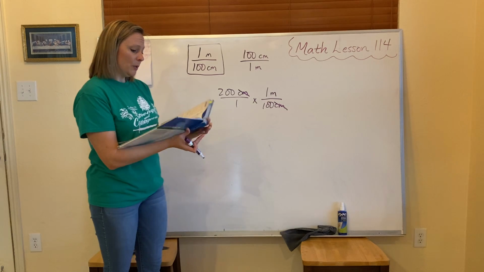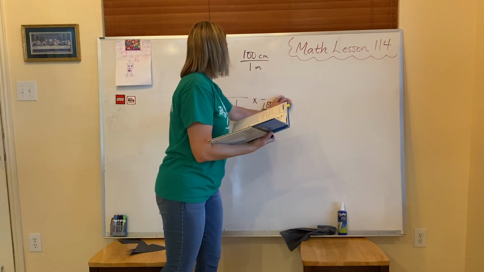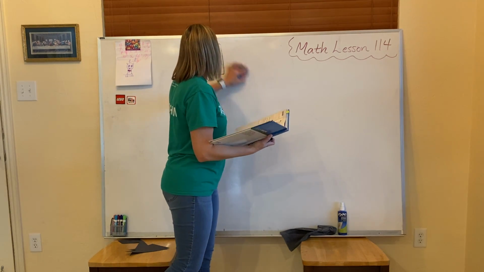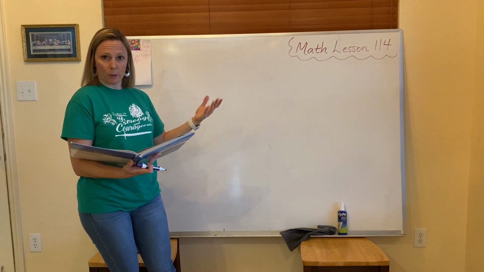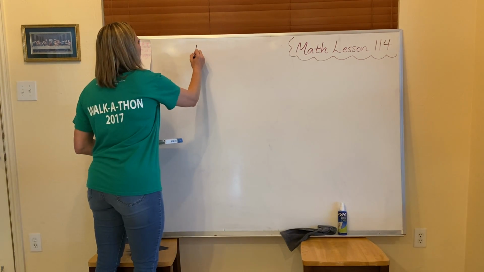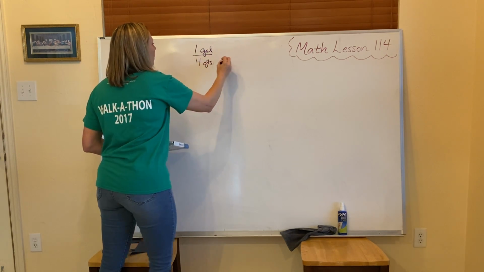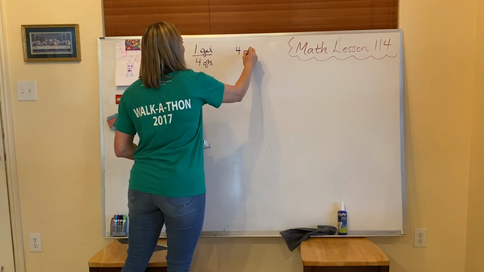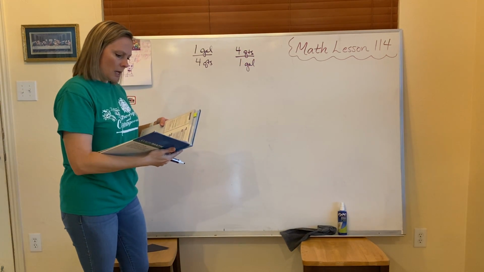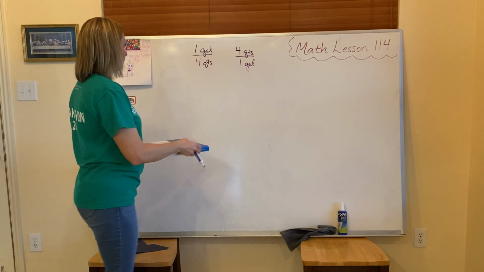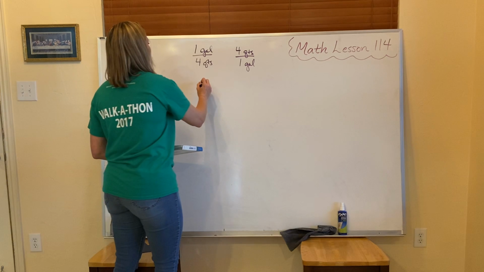E, use a unit multiplier to convert 12 quarts to gallons. Okay. So we have to go back to our unit multipliers with quarts and gallons. 1 gallon is equal to 4 quarts, or 4 quarts is equal to 1 gallon. So we're going to convert 12 quarts to gallons, right? Yes, okay.